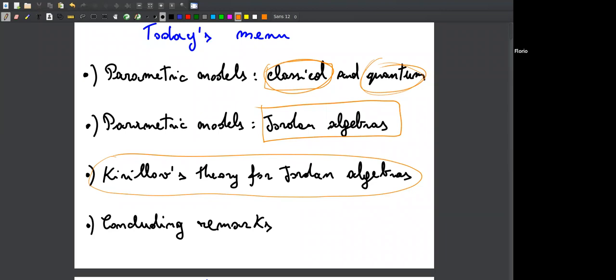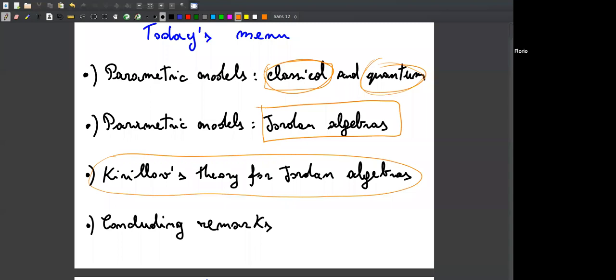Now, this geometrical structure that we can obtain in the classical and quantum case, I hope I'll be able to show you that, at least in the finite dimensional case, so that we avoid a lot of technicalities. But if you are interested in the infinite dimensional case, please ask as much as you can. I will definitely not have all the answers, but I will be very glad to discuss it.